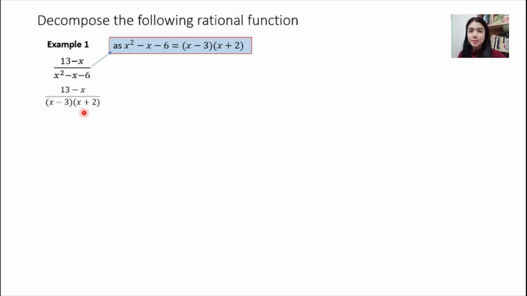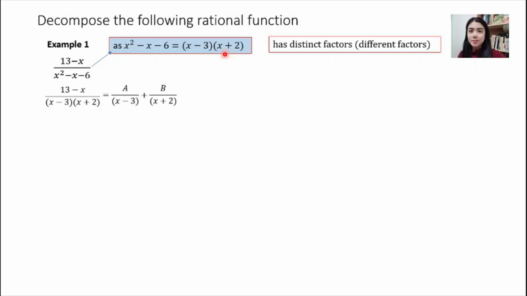Then you look at the type of factors that we have here. We have distinct factors, meaning different factors. Of course, x minus 3 and x plus 2 are two different things. When you have two different factors, you write your partial fraction like this. You take each factor to become the denominator of a fraction: x minus 3 becomes the denominator of the first fraction, and x plus 2 becomes the denominator of the second fraction. Now this one is x power 1.